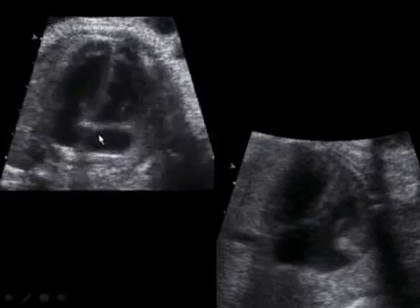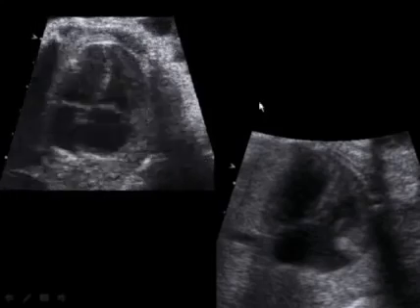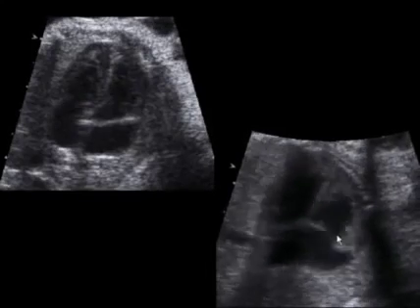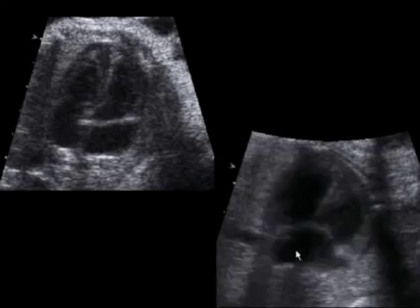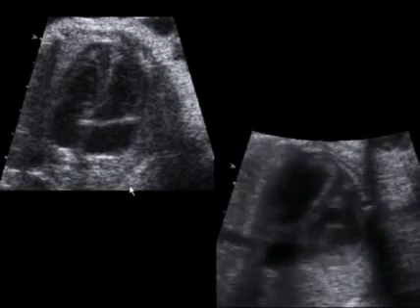Let me just say this is right atrium and right ventricle, and there's an echogenic stripe running through the right atrium. But if we change the angle here, that echogenic stripe is gone. And what we're imaging here is maybe the coronary sinus.